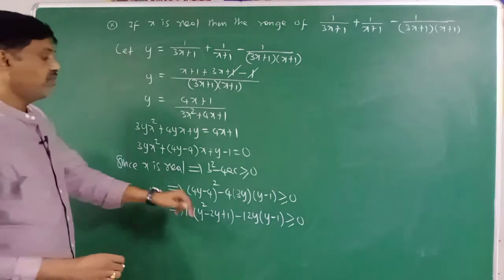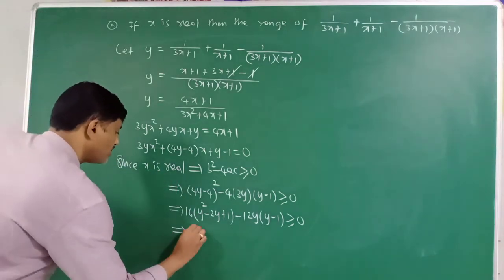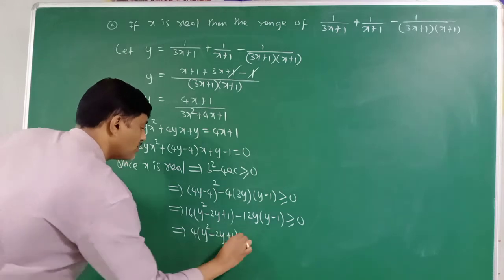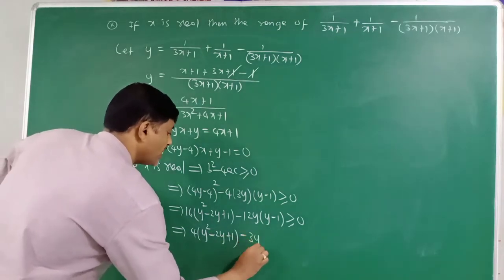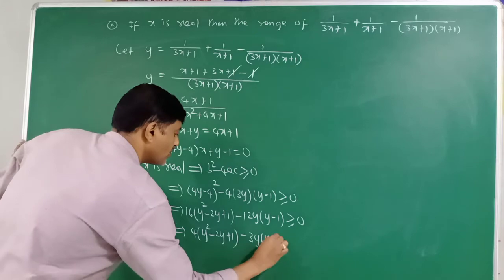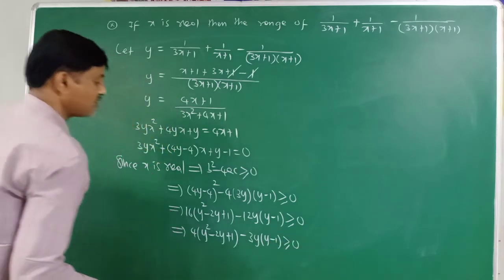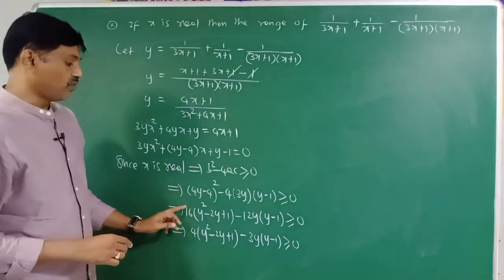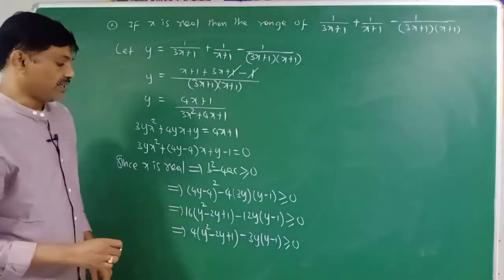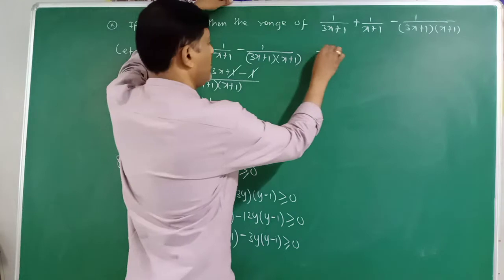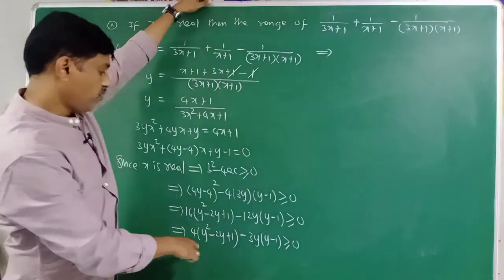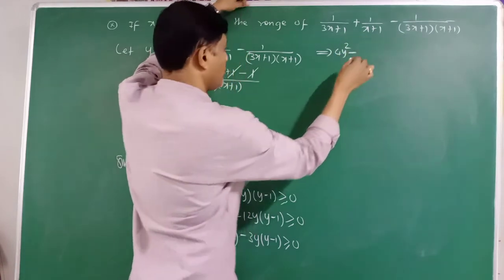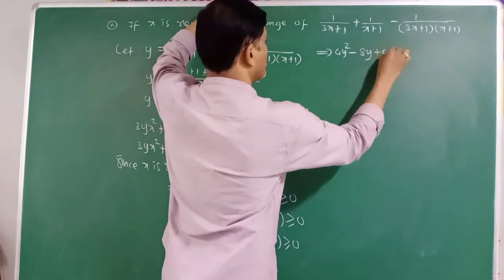Yes, there is a 4 common, take outside. 4 of y square minus 2y plus 1 minus 3 times y into y minus 1 is greater than or equal to 0. Now for 0 by 4 is 0, that is 4 fours are 16 and 4 threes are 12. One more step here, multiply: 4y square minus 4 twos are 8y plus 4.